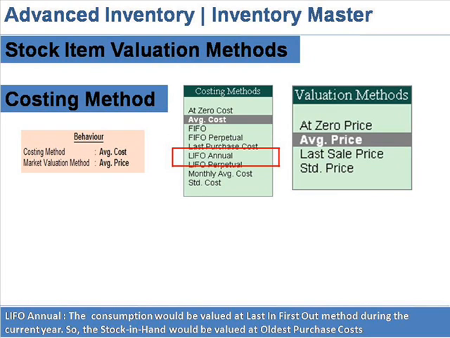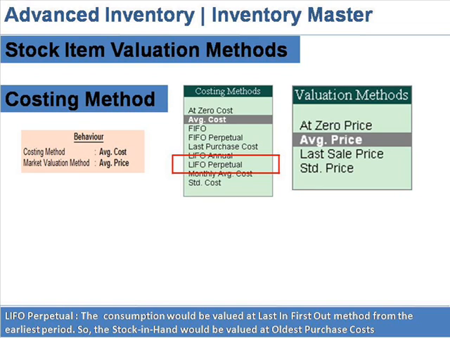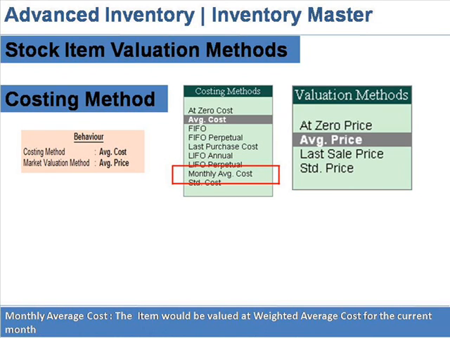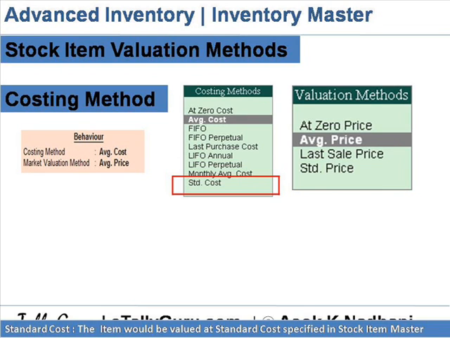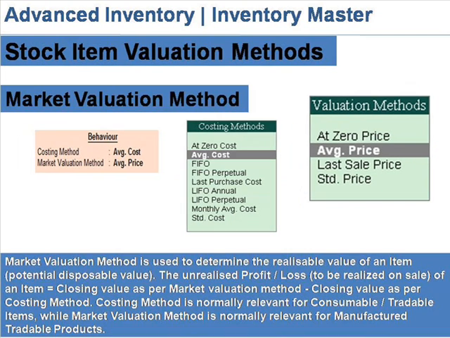LIFO annual, the consumption would be valued at last in first out method during the current year, so the stock in hand would be valued at oldest purchase cost. LIFO perpetual, the consumption would be valued at last in first out method from the earliest period, so the stock in hand would be valued at oldest purchase cost. Monthly average cost, the item would be valued at weighted average cost for the current month. Standard cost, the item would be valued at standard cost specified in stock item master.